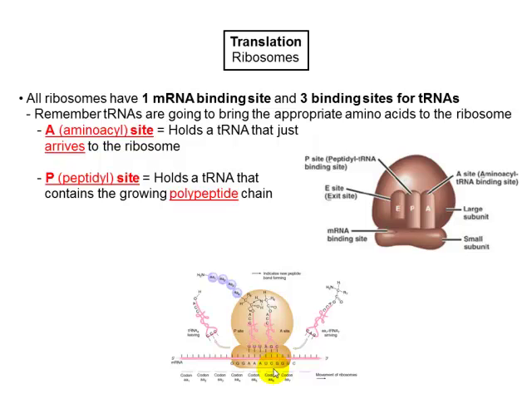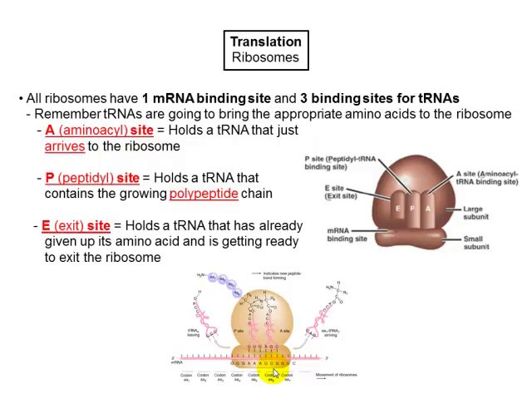So P is the peptidyl site. It hosts the transfer RNA that has the growing polypeptide chain. And then the E is the exit site. It will host the tRNA that just gave up its amino acid and is ready to leave.